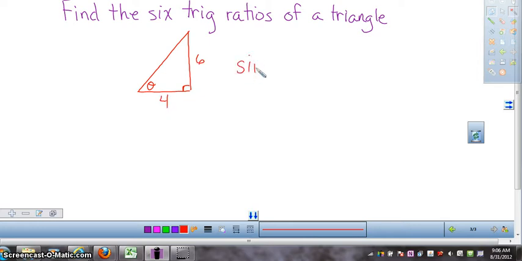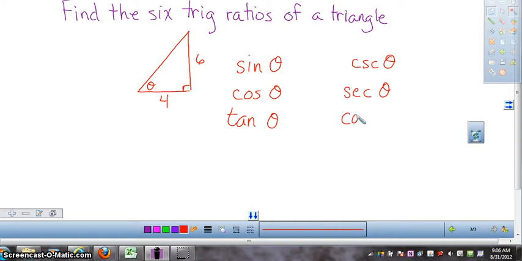So sine of theta, cosine theta, tangent theta, cosecant of theta, which is the reciprocal of sine. So sine is the reciprocal of cosecant, the secant of theta, and the cotangent of theta. I wrote these so they are the reciprocals. 1 over sine equals cosecant. 1 over cosine equals secant. 1 over tangent equals cotangent.